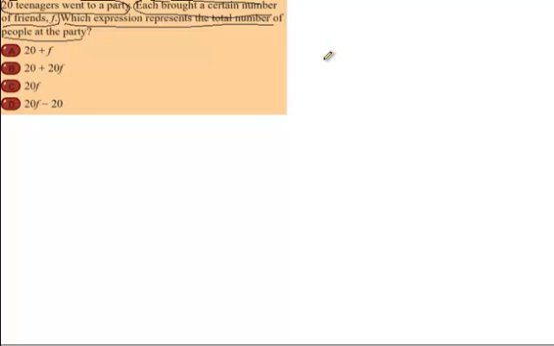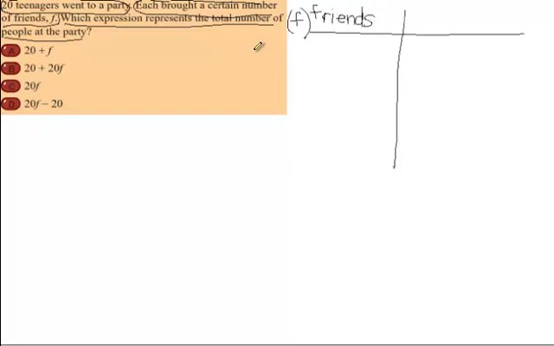All right, well, with any expression problem, before we even take a look at the answers, we need to make ourselves a table. On the left side of the table, I like to put my variable, that's F, and what that variable stands for. That's the friends that each person brought. So friends. And then on the other side, I want to find the total number of people. I don't know what that is. The total number of people at the party.